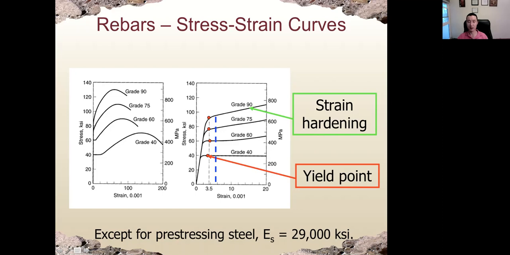Okay. For pre-stressing steel, this E value will be a little bit less because we want to reduce the potential for creep and relaxation in pre-stressing concrete. But for all other rebar, the E value will be constant, around 29,000 KSI.